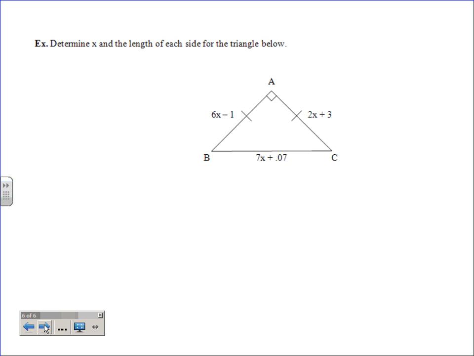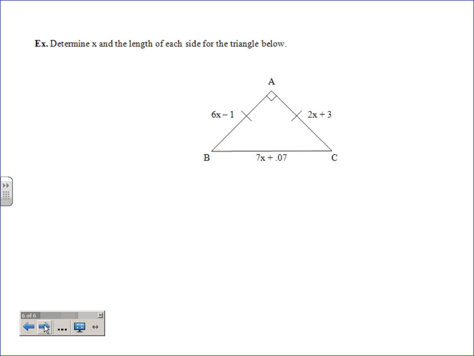Okay. Well, how are we going to go about this? Are we going to take those bits of algebra, the 6x minus 1, the 2x plus 3, and the 7x plus 0.07? We're going to add those up and set them equal to 180? No, those are the sides, not the angles, okay? A lot of people try and do that. If those were the angles, we could try that, right? But we don't know that.